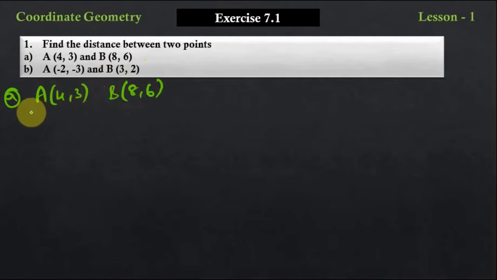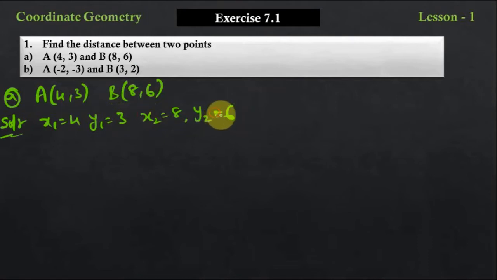So first we must compare this with x1 y1. Solution I am saying here. See, we must compare x1 here, x1 equal to how much? 4 and y1 is equal to 3. Similarly x2 is equal to 8 and y2 is equal to how much? 6. Okay. Chalo, now we'll make use of the distance formula. AB is equal to how much? x2 minus x1 whole square plus y2 minus y1 whole square.